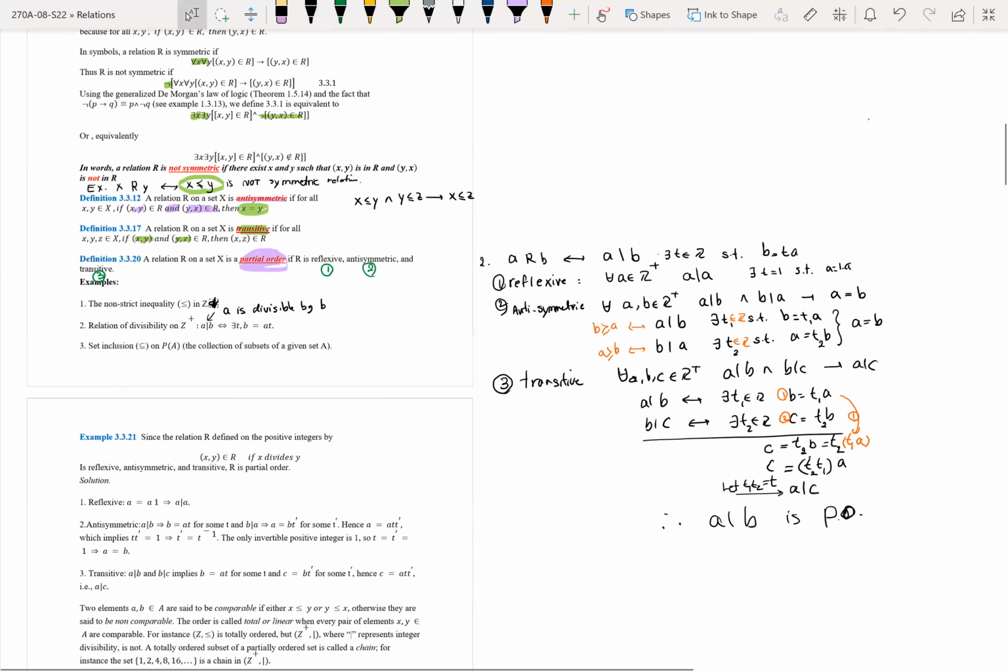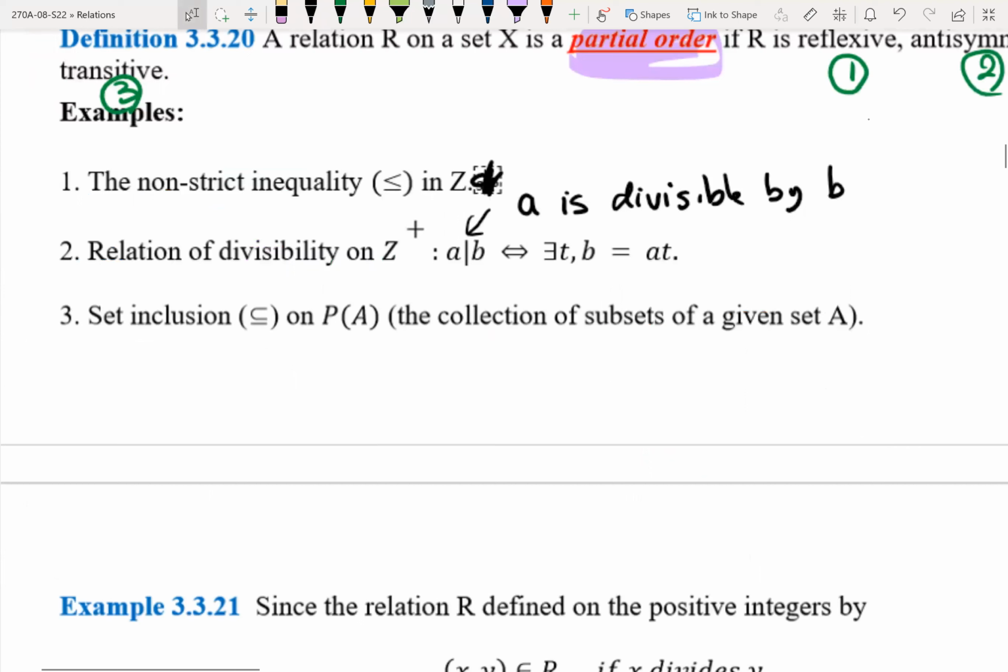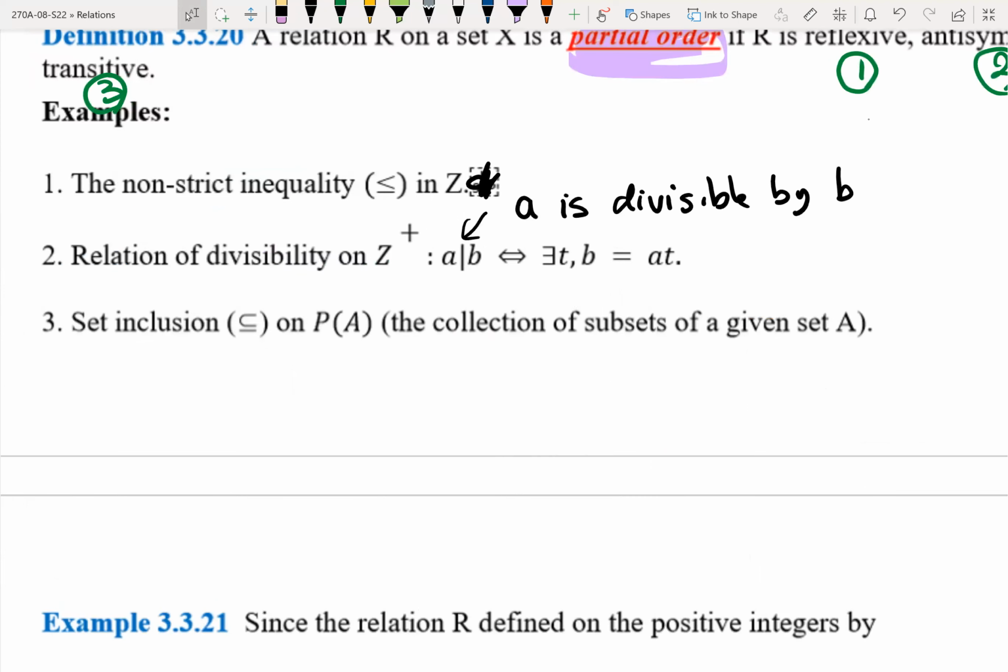What was my next example? Inclusion, subset. Inclusion or subset is also very similar to inequality, right? Do you agree? X is less than or equal to Y has very similar properties as far as A is a subset of B. So inclusion or subset is also a partial order. It's transitive, anti-symmetric, and reflexive.